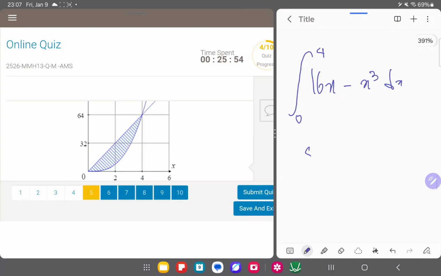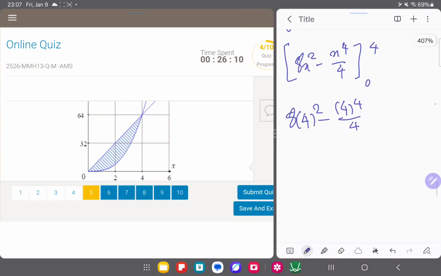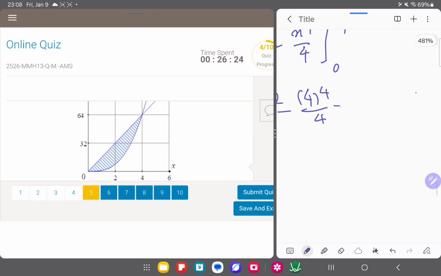We first integrate it, and we get 8x squared minus x to the power 4 over 4, from 0 to 4. Then you simply plug in 4 in here, minus 0. But again, we're not writing it out this time, so I won't really write it. Minus this, and you get 64 over here. So the answer here is 64.